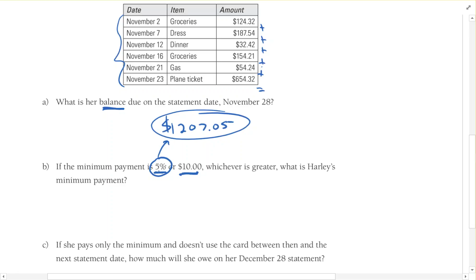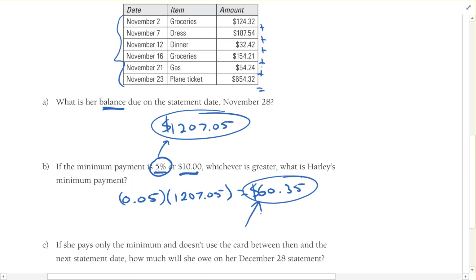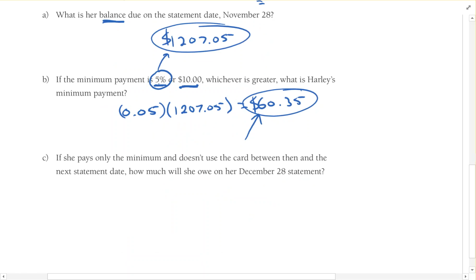$1,207.05 is. So remember, to figure out a percentage of a number, we need to change that 5% to a decimal. So that's going to be 0.05, right? Just 5 divided by 100, or move that decimal place twice, times 1,207.05, and that's going to be 60.35, which is greater than $10, so the bank wants that. That's kind of how they get you, right? So her minimum payment will be $60.35.